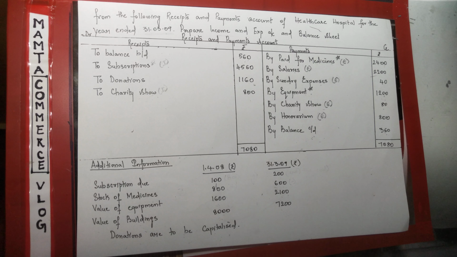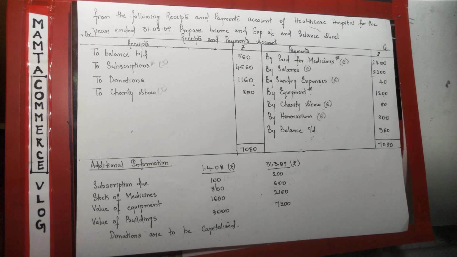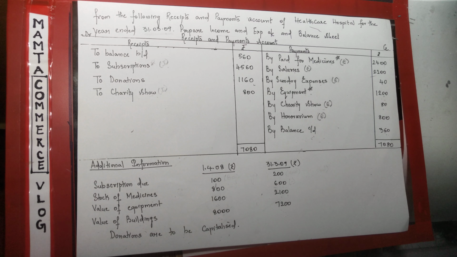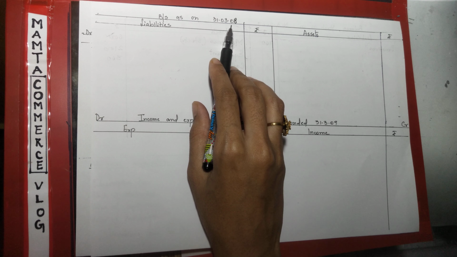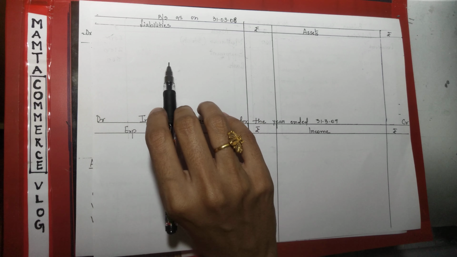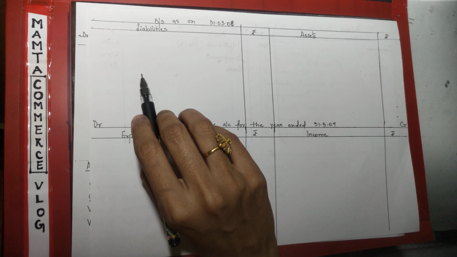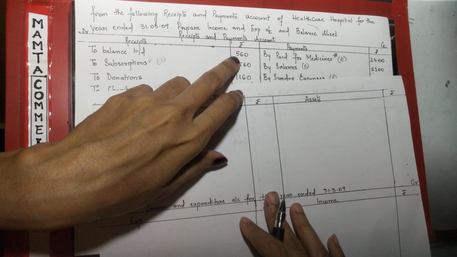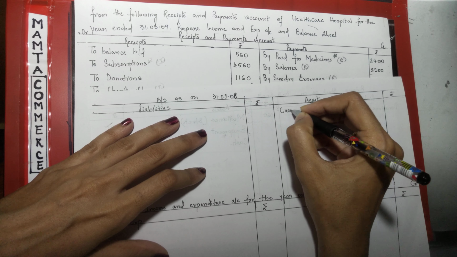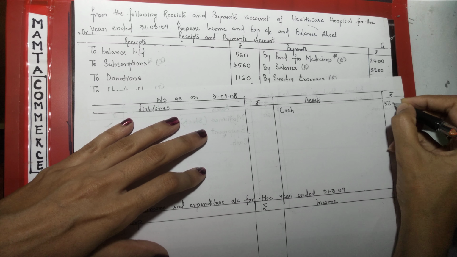Before starting the solution, we have to first understand whether we have capital fund or not. We don't have any capital fund, general fund or accumulated fund. So we have to find out the capital fund, that is nothing but by the opening balance sheet. So I have drawn a format for the opening balance sheet. So balance sheet as on 31/3/2008 or else 1/4/2008. So what all amounts are there related to the opening balance sheet are to be written here. So we have opening cash amount. So I will write the cash on the asset side of 560 rupees.